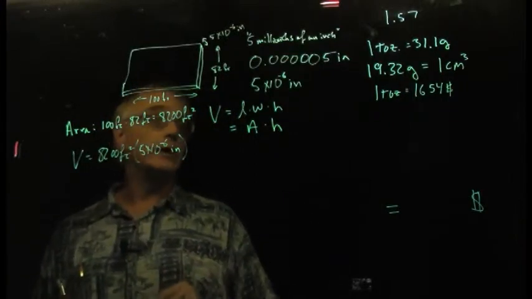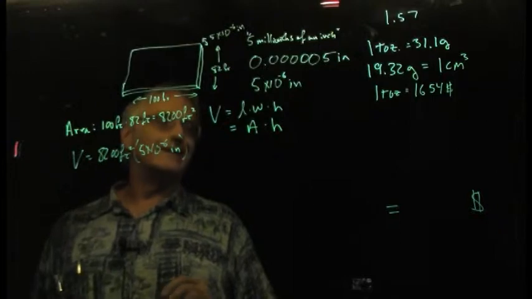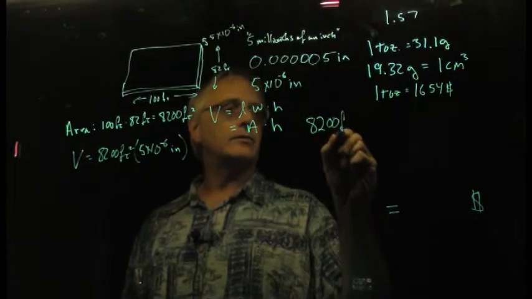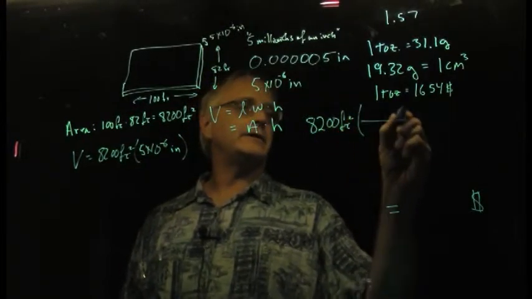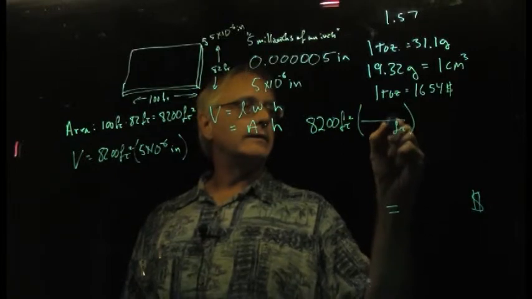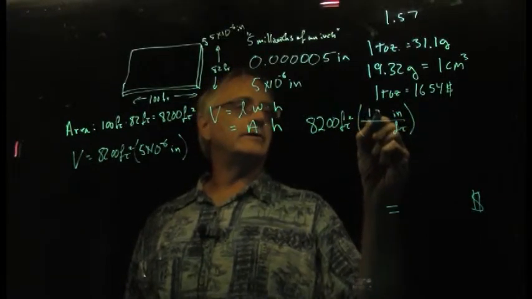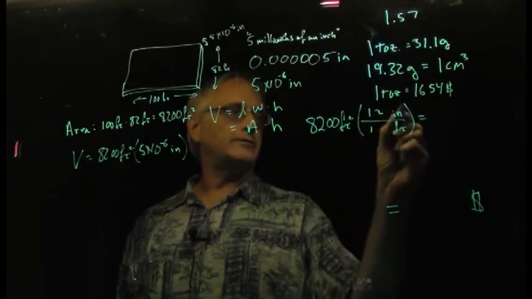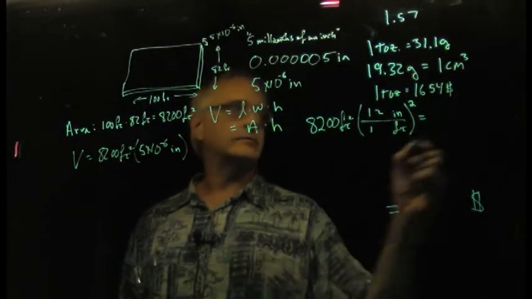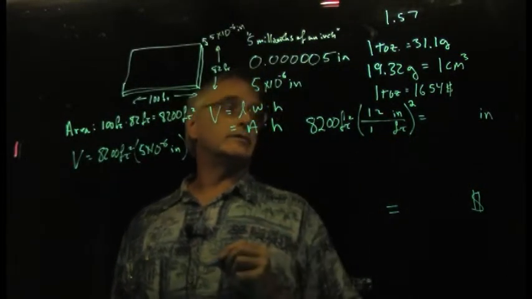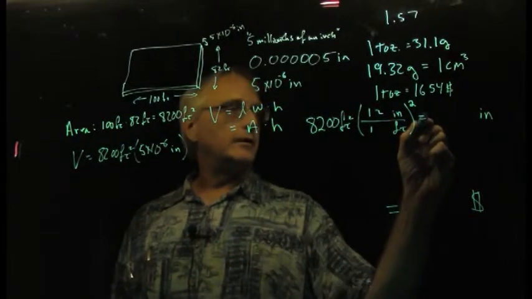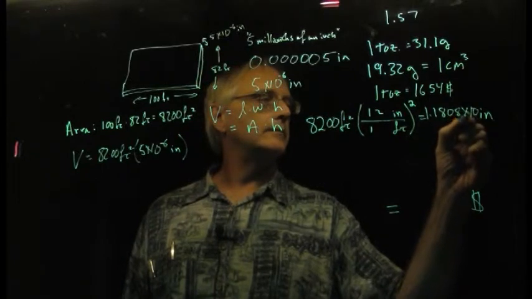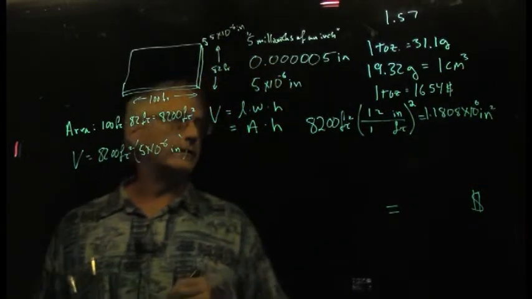I'm going to turn this 8,200 square feet into square inches. I'll do that one over here. 8,200 square feet. Feet, go away. Turn them into inches. It is 12 inches is 1 foot. Now, that is going to come out square feet, so I better square the entire conversion factor. That will give me square inches, and that will come out 1.1808 times 10 to the 6 square inches.